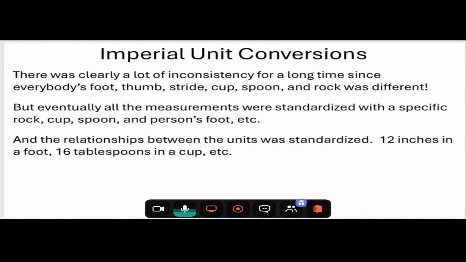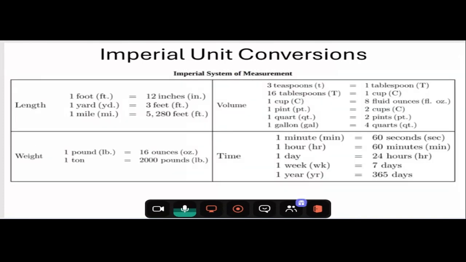Okay. The relationships between the units was also standardized, so 12 inches in a foot, 16 tablespoons in a cup, and so on. You can see the numbers are ugly and inconsistent, which is why most of the world has switched to metric. Here are some imperial unit conversions, and you actually have a formula sheet I will make sure to get to you that has even more than the ones listed here, but these are the ones we'll use for this lesson. They show you, again, 12 inches in a foot, 3 feet in a yard, 5,280 feet in a mile, 16 ounces in a pound, and so on. 8 fluid ounces in a cup, 4 quarts in a gallon. And we got some time going on down there as well.